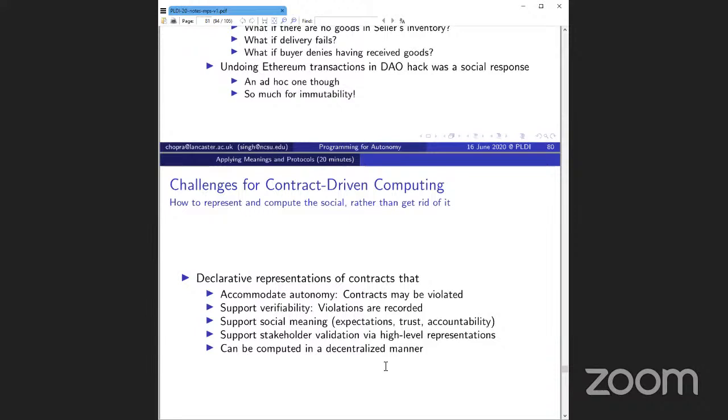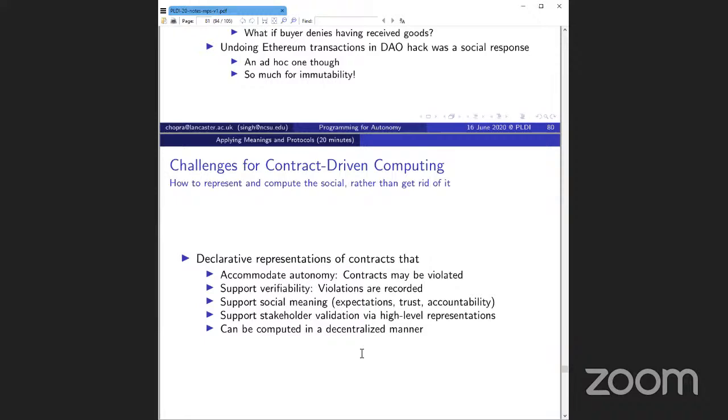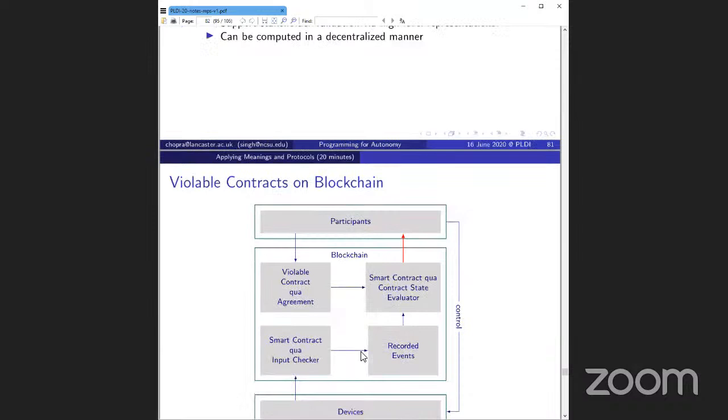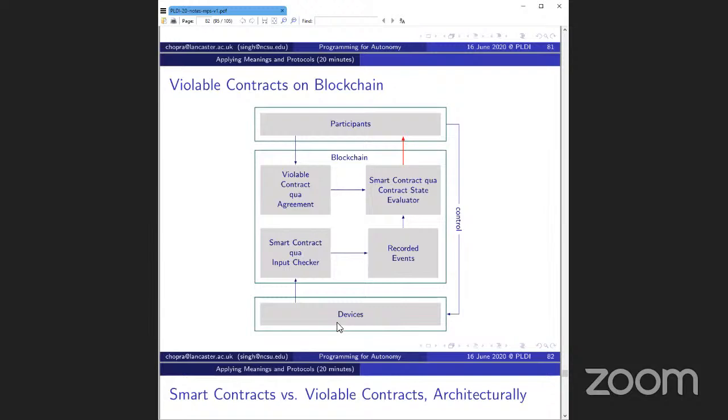So you make that all possible. But also you make it possible for, not just the parties individually, but the parties collectively to be adaptive by being able to violate these contracts. So instead, what we have is a notion that the contract can be violated, but we still want to use a blockchain as a way to record those violations. So the architecture we propose is somewhat like this. So we still have participants like before, we still have devices like before. Devices do generate events like before, they're verified and recorded like before, so everything is the same.